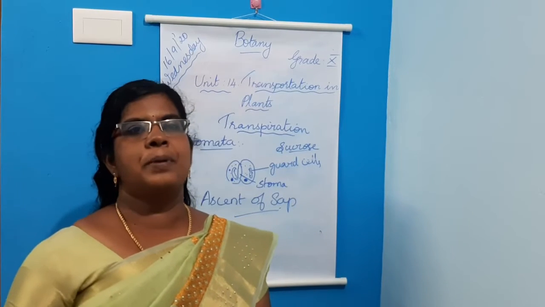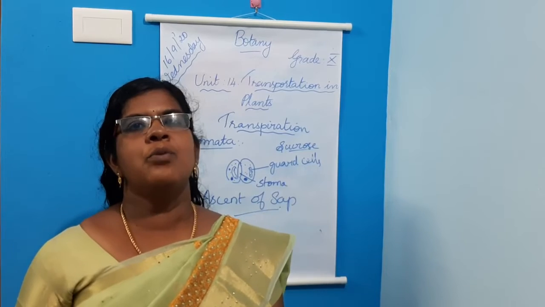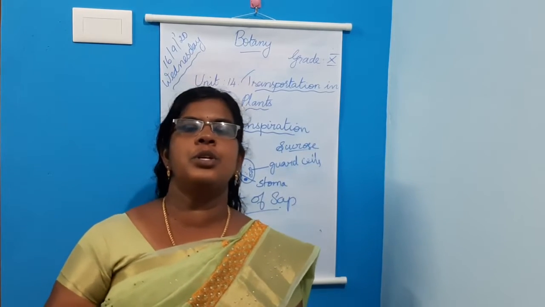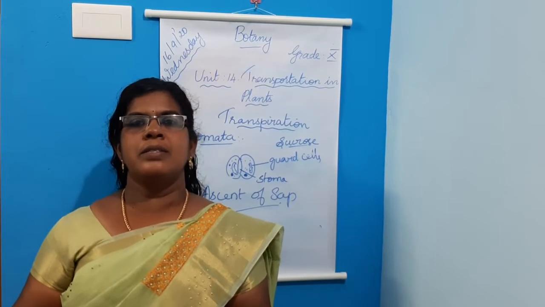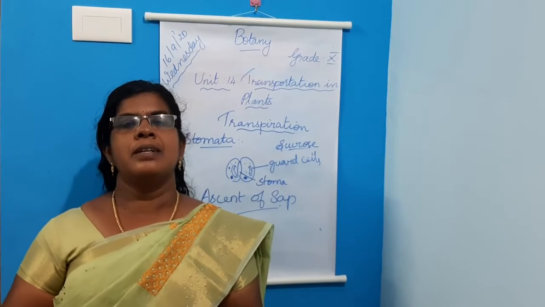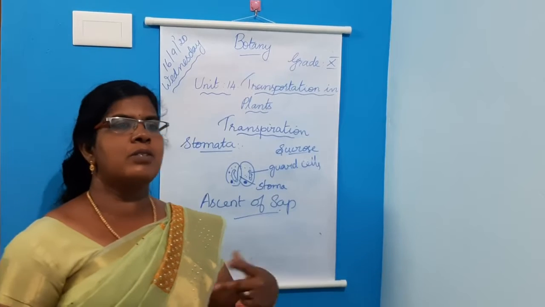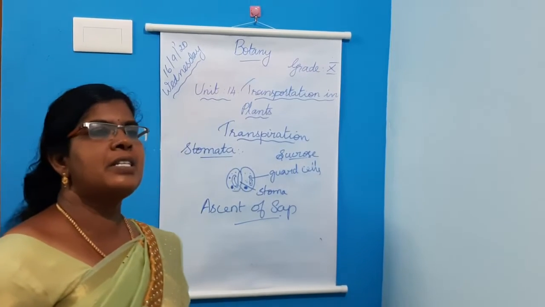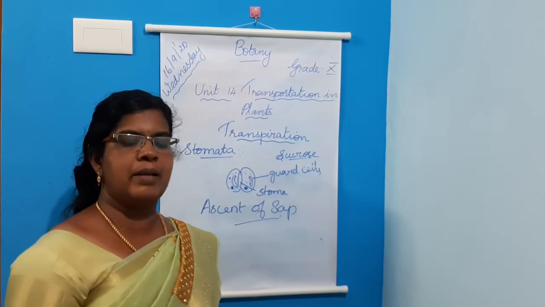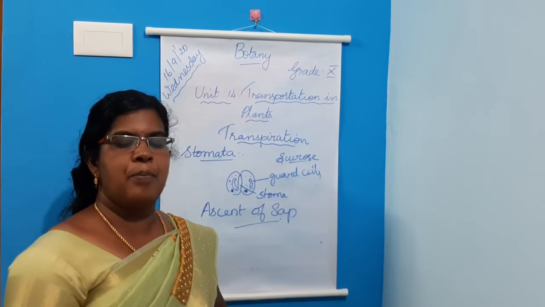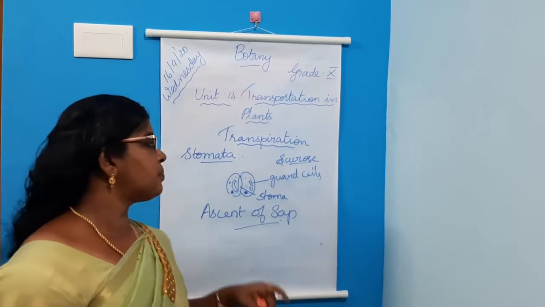One is root pressure. When water enters into the root, it creates a pressure inside the root. Because of this movement, a pressure is created inside the root. It helps the movement of water upward up to the base of the stem.